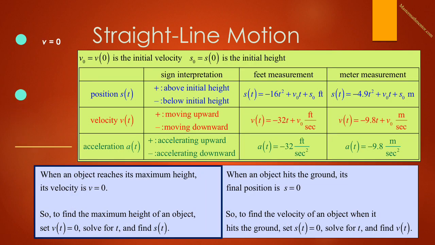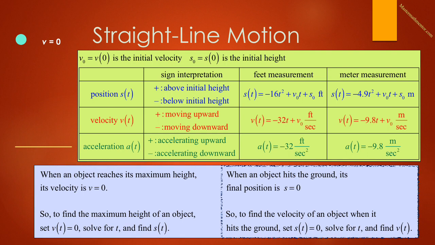When an object is thrown upwards, it has an initial velocity v0. As it gets higher and higher, gravity works on it until its velocity is 0 when it reaches maximum height. So, to find the maximum height of an object, set the velocity equal to 0, solve for t, and then find s of t.